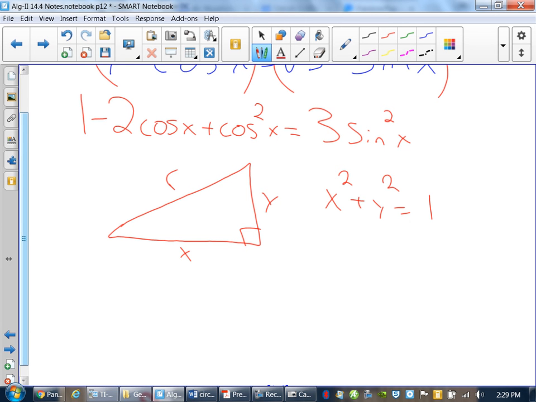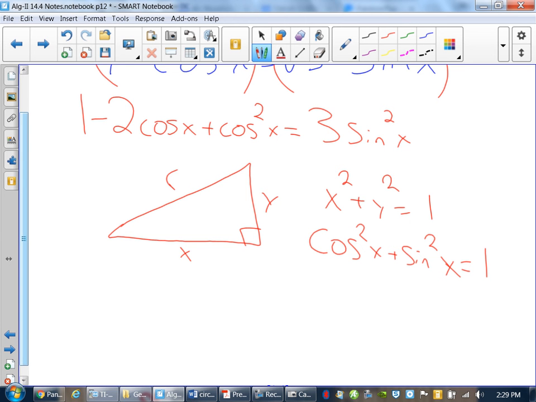What was your x value always? Think of the ordered pairs. What's the x value on the unit circle? Cosine. What's your y value? Sine. So this means that in terms of the Pythagorean theorem, it's the cosine squared plus the sine squared always equals 1.